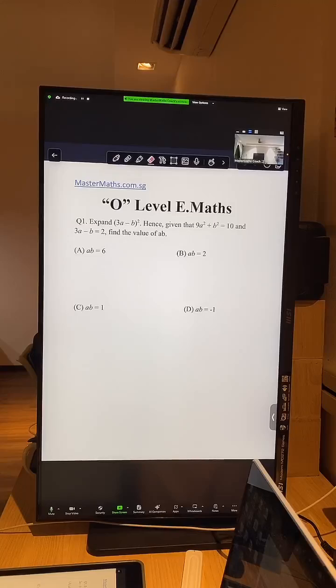For today, O-level E-Maths, we're doing a prelim revision. Sorry, we're doing an O-level revision. We're using prelim questions from various secondary schools across Singapore.